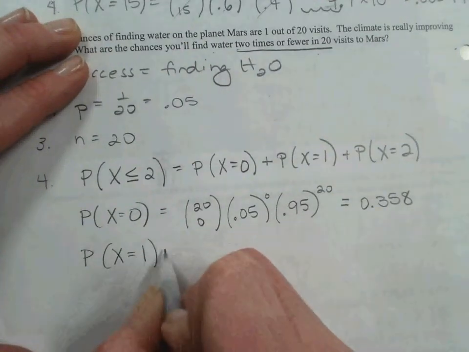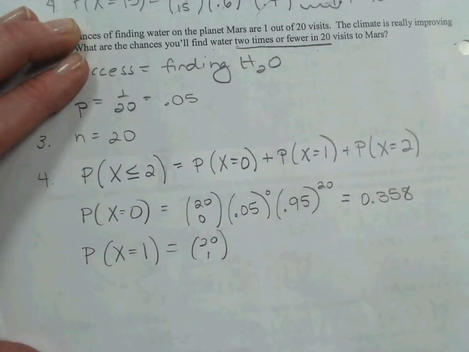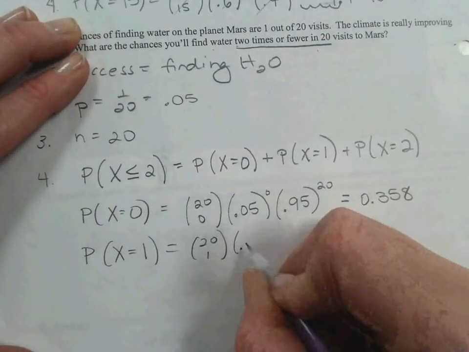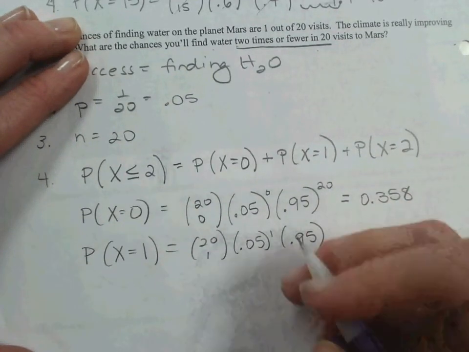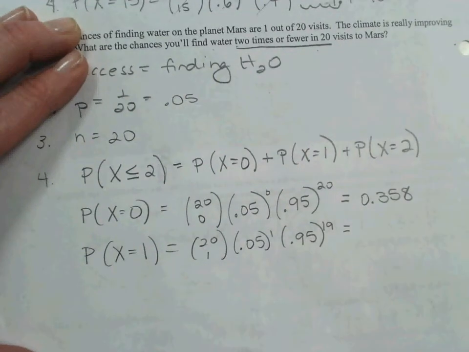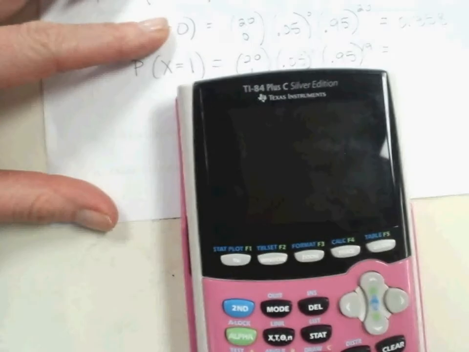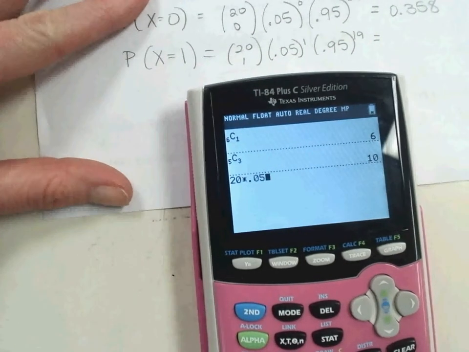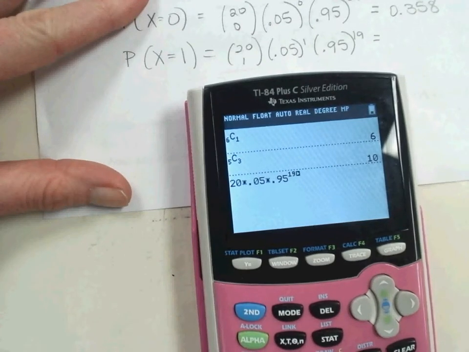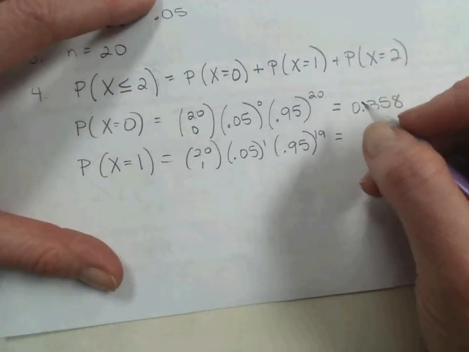And then the probability that x equals 1. So 20 choose 1. Again, don't make fraction lines. Super tempting to make a fraction line. 0.05 to the first power times 0.95 to the 20 minus 1, 19th power. 20 choose 1. What's that going to be? 20, right? 0.05 to the first power. What's that going to be? 0.05. So simplify your life by just doing some calculations in your head. 0.377. Is that what you got?